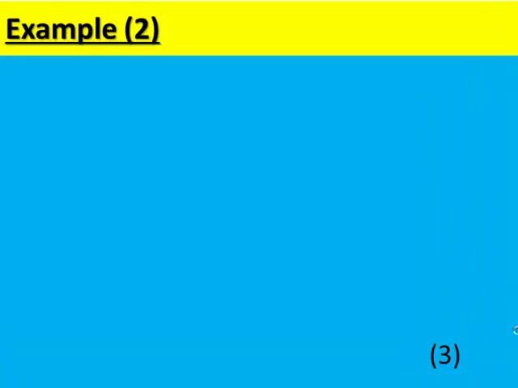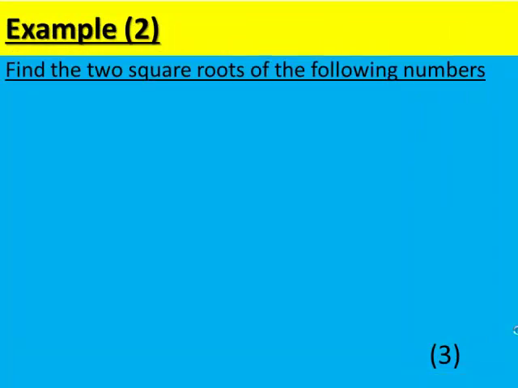Example 2. Find the square root of the following numbers. 64. The square root of 64 equals positive or negative square root of 64, which equals positive or negative 8. Here I want to draw your attention: when I ask you to find the square root, you must find the two values of the square root.